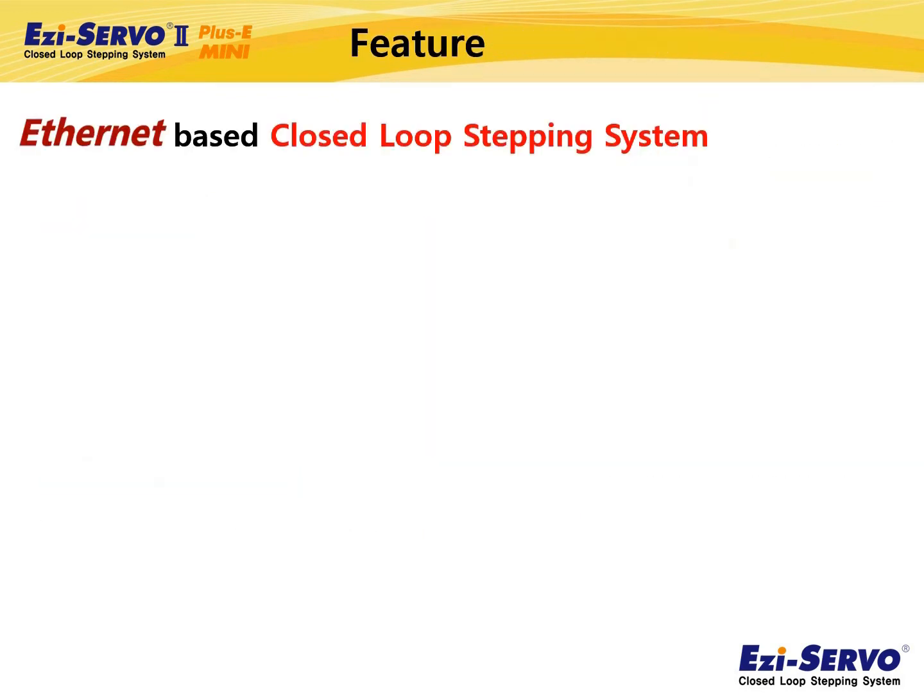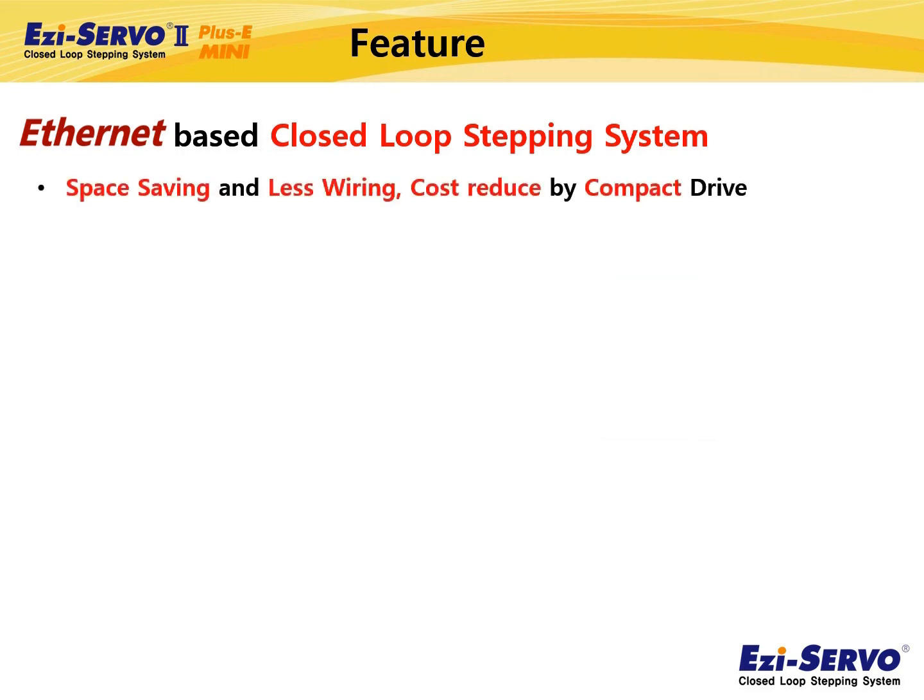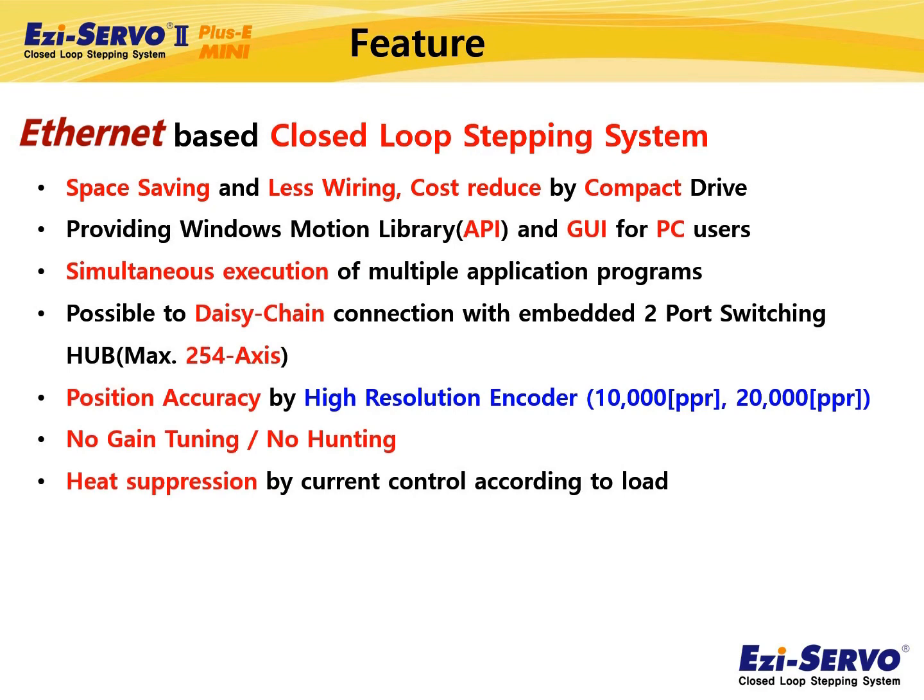EC Servo 2 Plus-E Mini is an Ethernet-based closed-loop stepping system product. You can save cost through space saving and less wiring effect by using a compact drive. The application examples will be explained later. These contents are common to Fastech Plus-E drive product. Unlike previous Fastech Mini type products, 56 and 60 mm size motors can also be used in combination, allowing a wider selection of motors.